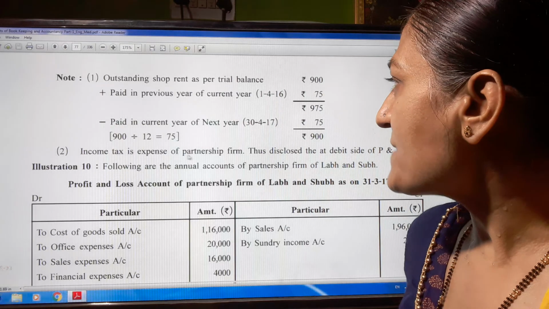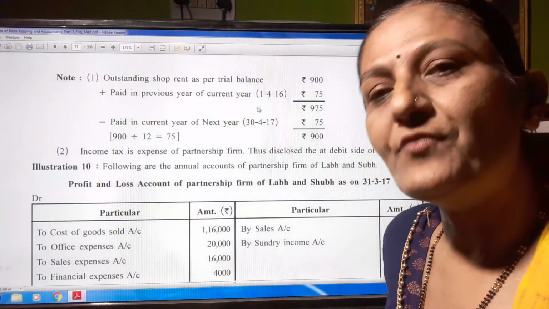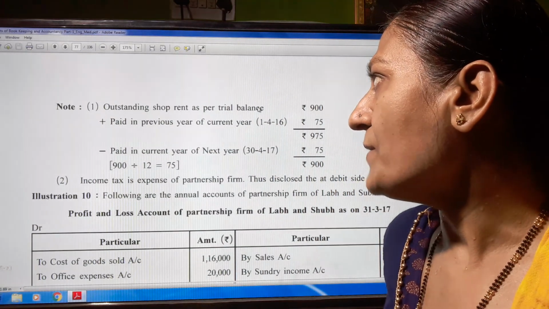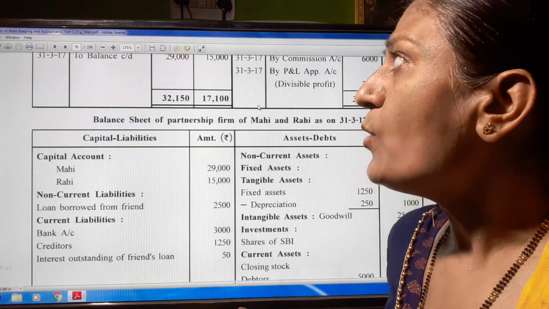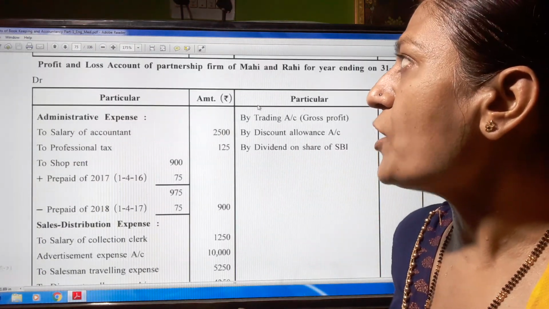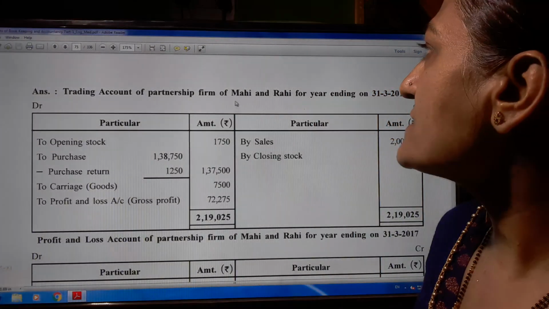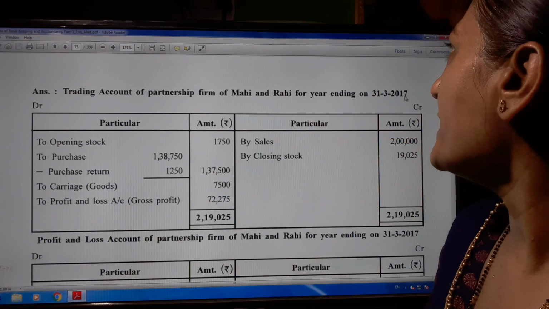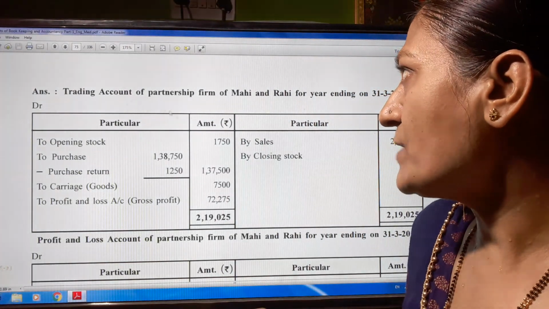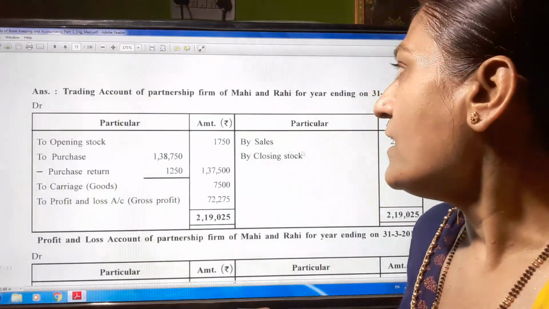Income tax is an expense for the partnership firm, thus disclosed at the debit side of the profit and loss account. Now we prepare the trial balance. From the trial balance we prepare the trading account. Trading account of the partnership firm of Mahi and Rahi for the year ending 31st March 2017. Debit side particulars and amount, credit side also particulars and amount. It is a T-type account.